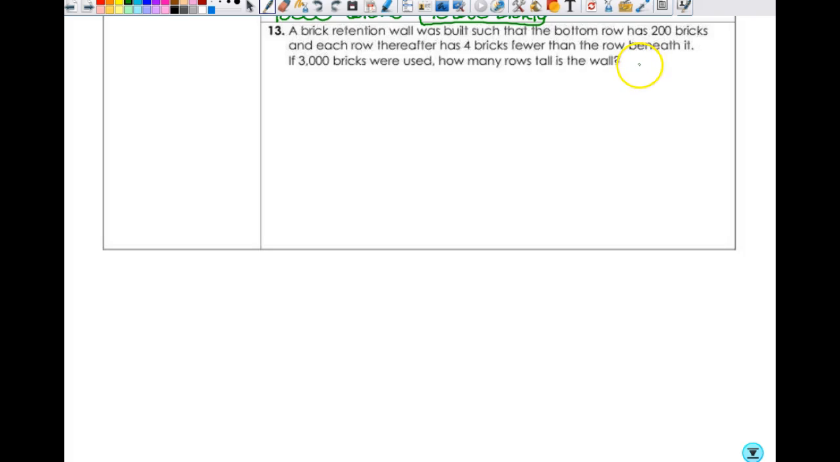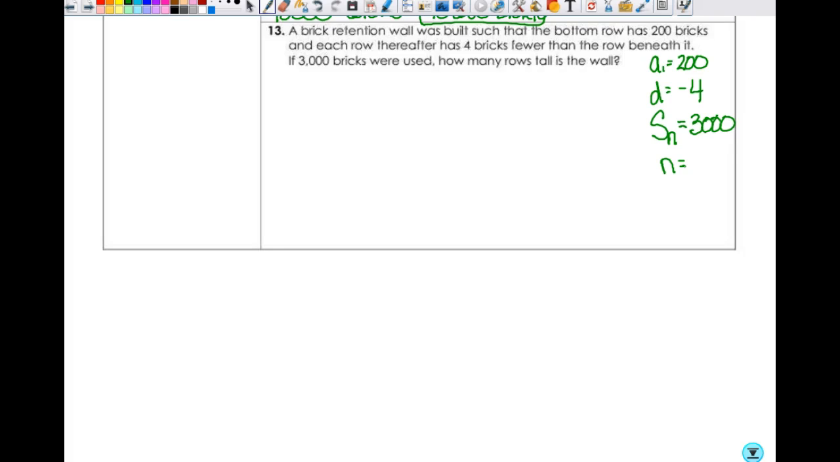All right, so what does this 200 represent? The bottom row, which, even though it's the bottom row, we can use it as the first row, right? Because we can go from the bottom up. So we'll say that A1 is 200. And 4 bricks fewer, what does that represent? D, the constant difference. So D is equal to what? -4, good. What does that 3,000 represent? The total. That's the sum, right? The sum of the n rows. That's 3,000. And n, we don't know. That's what we're looking for. Okay?